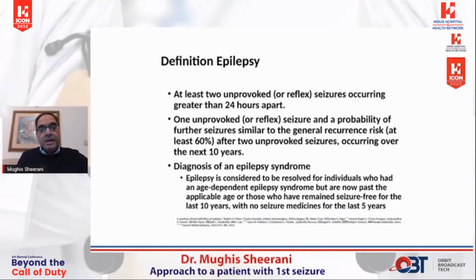And even one unprovoked seizure and a probability of further seizures similar to general recurrence risk, at least 60% after two unprovoked seizures occurring over next 10 years. So this is the definition that has been added recently. And this defines that even one unprovoked seizure with a higher likelihood of seizures in next 10 years would be called an epileptic.